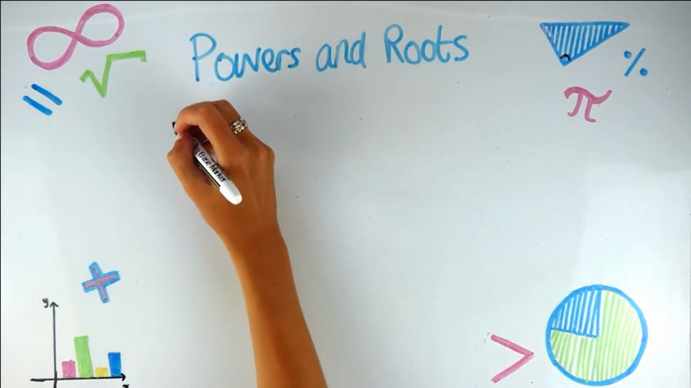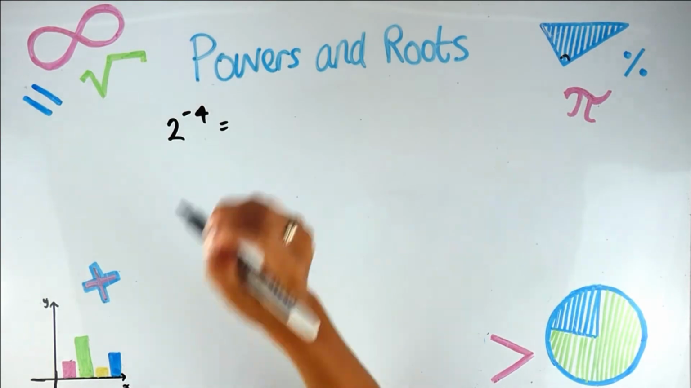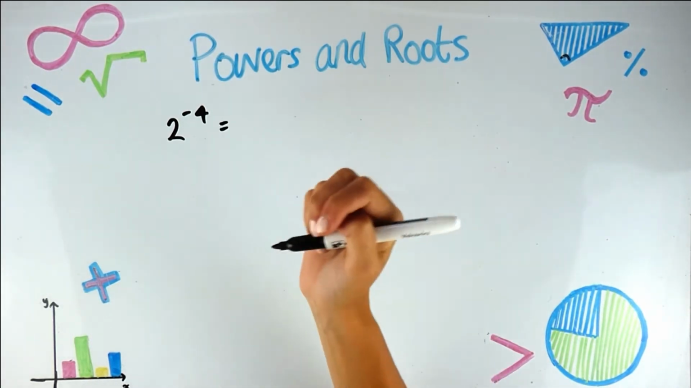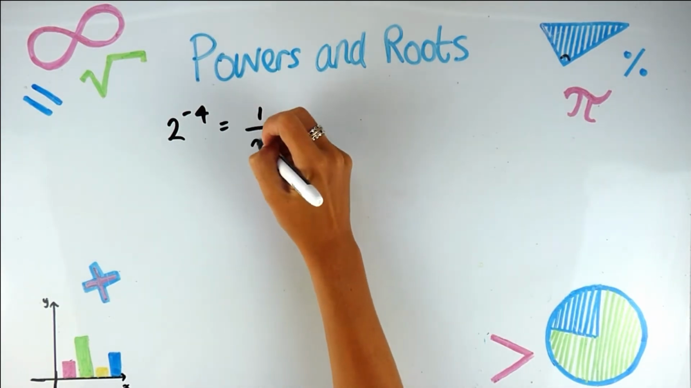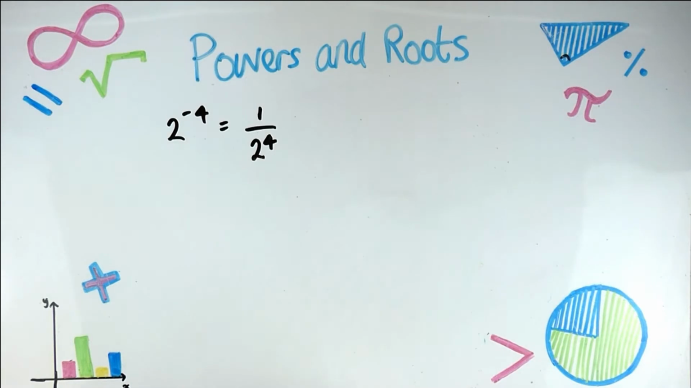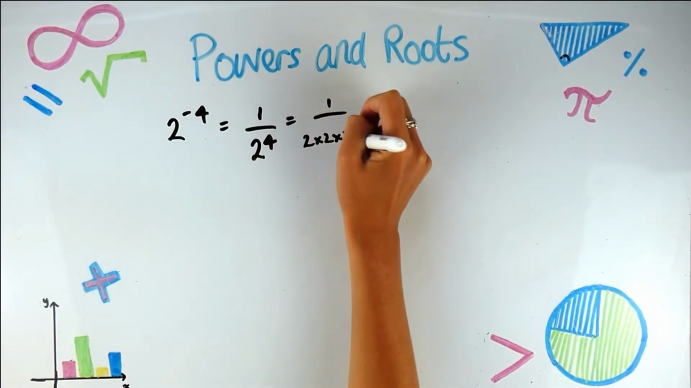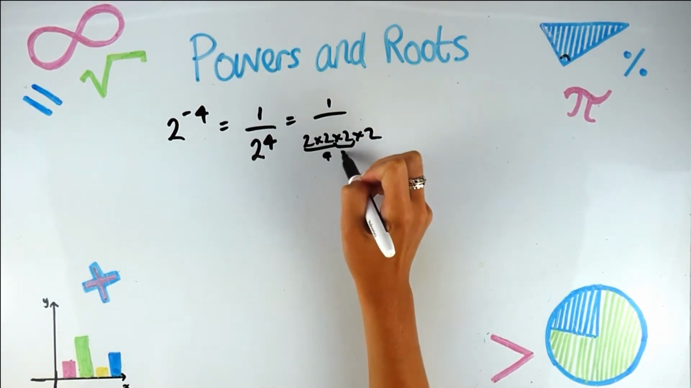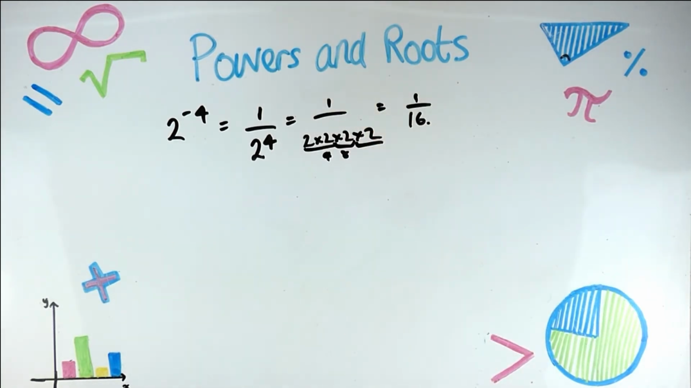Questions. If I have, first one, 2 to the negative 4, that's negative power, so the first thing I do is I turn it upside down and get rid of the negative power, so I make it positive. So I'm going to turn it upside down, 1 over 2 to the 4 now, because it's positive power. So that equals 1 over 2 times 2 times 2 times 2, 4, 8. So that's 1 over 16. Okay.